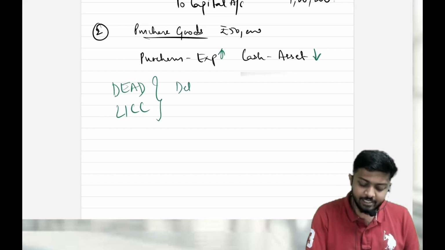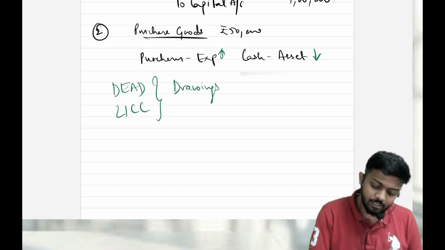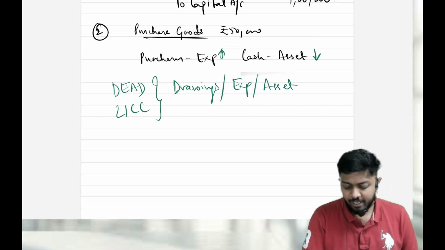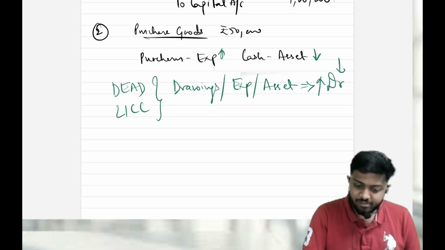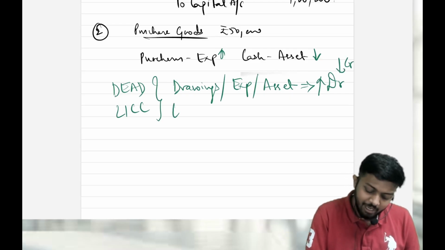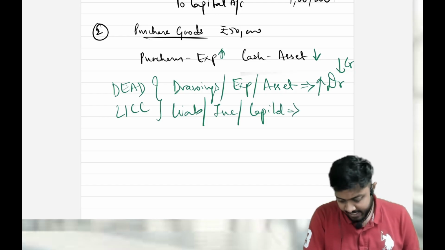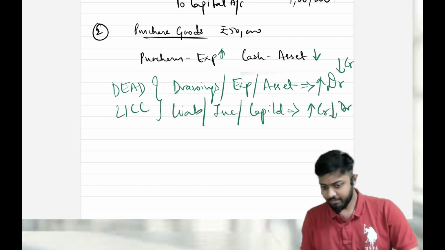If it is debit, if it's drawings, expenses, asset, if any of these three things are increasing in a transaction, then debit it. Decreasing in a transaction, vice versa, credit it. Similarly, liability, income, capital. In a transaction, if these are increasing, credit; decreasing, debit. This much if you remember, enough.